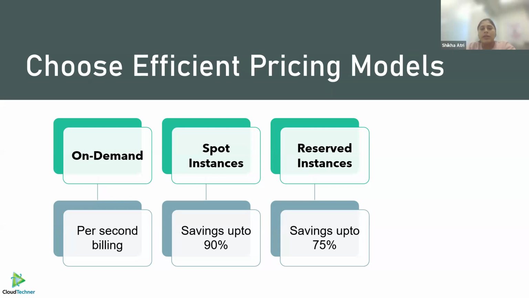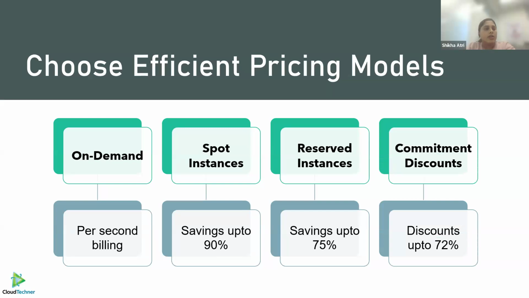And the last one is the commitment discount. Commitment discounts are similar to reserved instances, where providers offer long-term contracts with savings up to 72%. These are useful for organizations that know their resource requirements over time. By combining these pricing models strategically, using reserved instances for predictable workloads, spot instances for variable workloads, or on demand for flexibility, you can strike the perfect balance between cost optimization and operational flexibility.